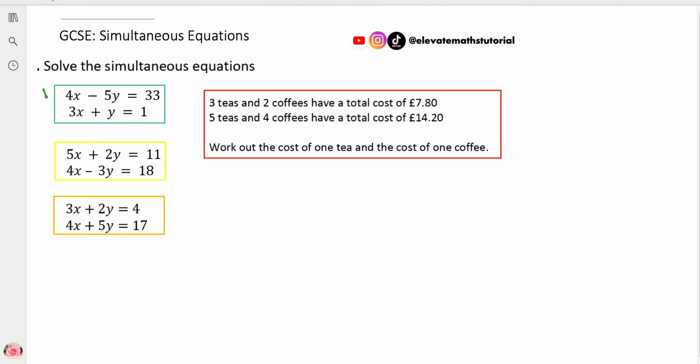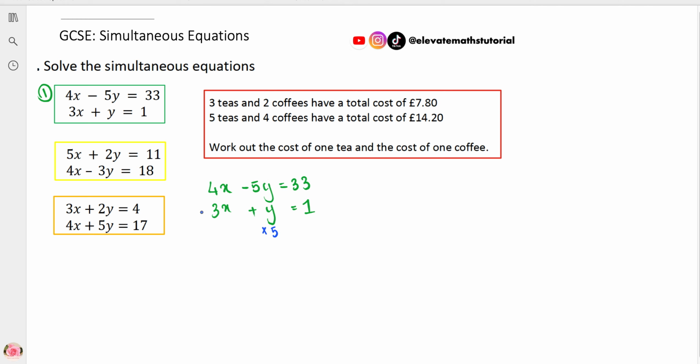So the first question here says 4x minus 5y is equal to 33, and then 3x plus y is equal to 1. You always have to look for a term where you can easily multiply the smaller term in order to get the bigger one. So can I multiply y by something to get 5y, or can I multiply 3x by something easily to get 4x? That's not going to be easy, but that's very easy. All you have to do is times that by 5, you will get 5y. Okay, so that's the first method.